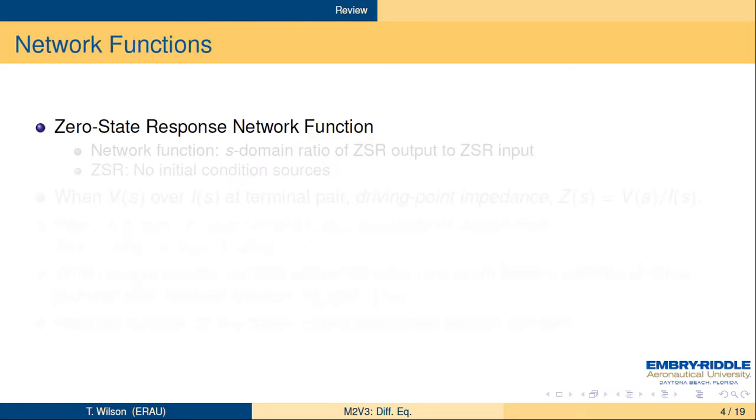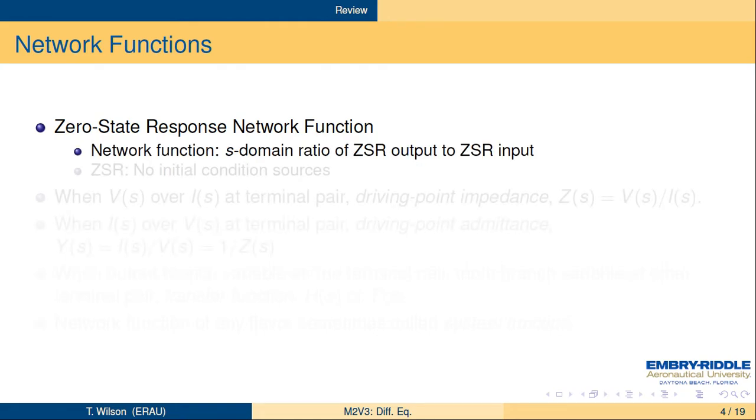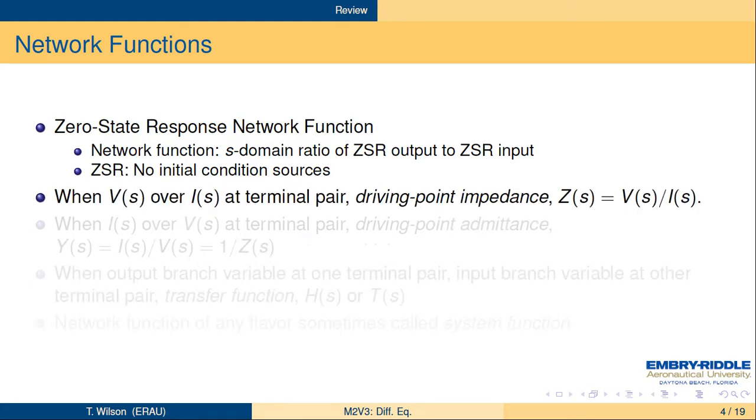First, the review. Previously, we've seen that there is this thing called the zero-state response network function, or just the network function. It's the ratio of the output in the S domain to the input in the S domain when you're in the zero state. Zero state meaning there's no energy in the circuit. The inputs have been zero forever, so there's no stored energy, so there's no initial condition sources to worry about.